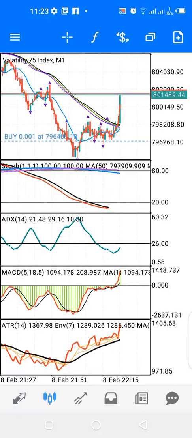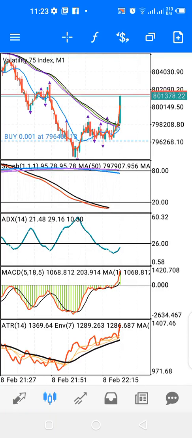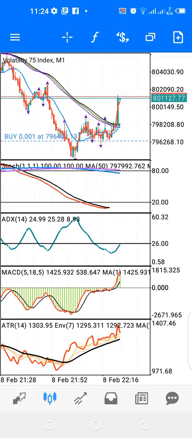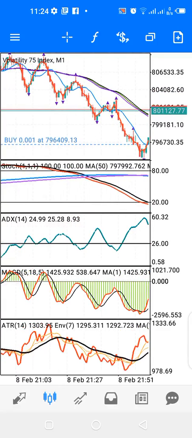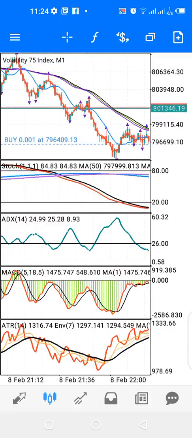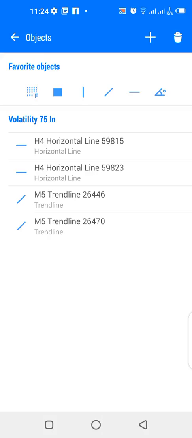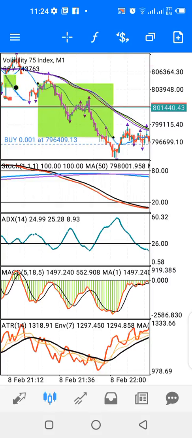Today we'll be looking at a strategy you can use to trade Volatility 75 Index. On the screen I have Volatility 75 Index 1 minute time frame, and I have 5 windows. I have the main window. This is the main window.